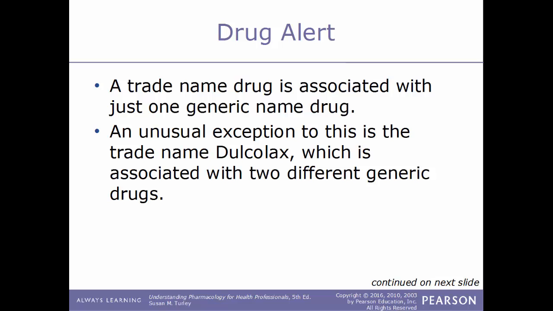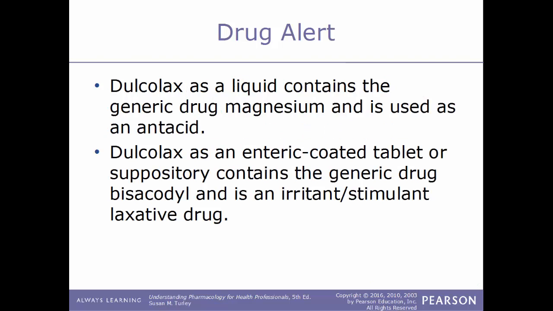That leads us to a drug alert when it comes to Dulcolax. Now, normally, a trade name drug is associated with just one generic drug, but there's a very unusual exception to this when it comes to Dulcolax, which is associated with 2 different generic drugs. Dulcolax can be administered as a liquid, and in this form it contains the generic drug magnesium, and it's used as an antacid. And Dulcolax can also be an enteric-coated tablet or suppository, which contains the generic drug bisacodyl, which is an irritant or stimulant laxative drug.